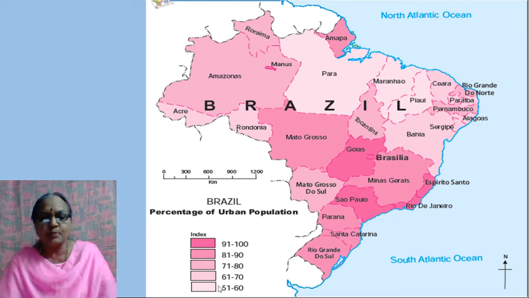Very, very light pink, where you find the percentage of urban population is between 51 to 60, which means this is a region of sparse population. Here you can find Para, Maranhão, Piauí, etc. These are the places where the population is sparse. If you remember correctly, this is a region of Brazilian highland, and further inwards, this is a region of the Amazon Basin. So the Brazilian highlands, of course, is a region of drought.